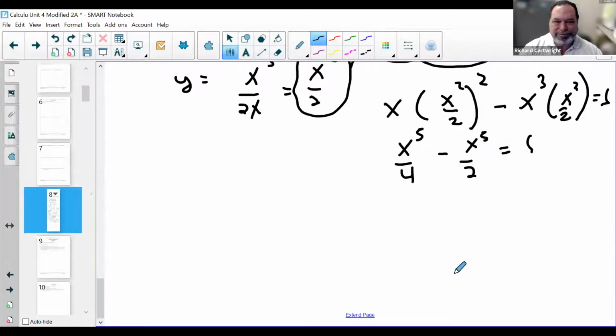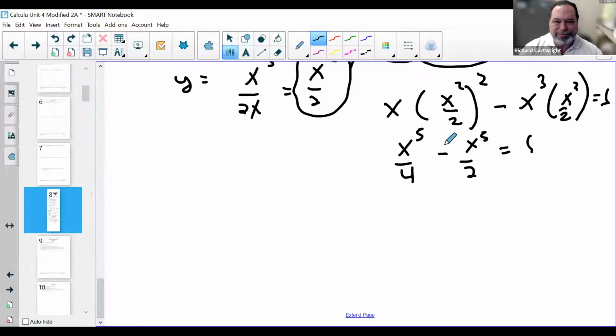So, common denominator. Let me change colors. Can I change colors easily? No, I can't because I can't see my pens because I'm sharing the screen. Oh, well, I'll keep it. I could set it up to be a clicker on my pen to change color, but I don't want to make it complicated. This is going to be 2 over 2 to get a 4 down here.